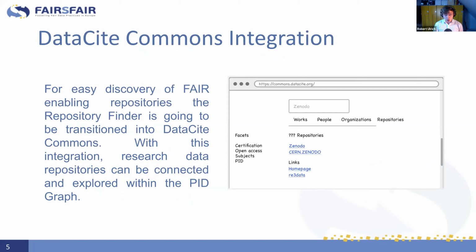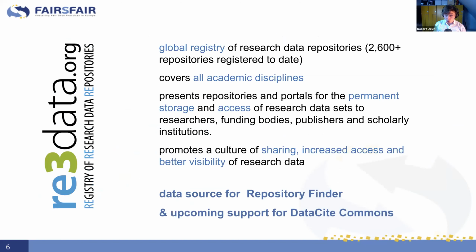And for work package 4, we are currently planning to incorporate repositories here as an initial step. For that, you see here a small mock-up of the planned toolset, so that the repositories are also visible there and can be discovered, and especially linked to all the other entities within the PID graph. And with that, Re3Data is currently serving as a source for the repository finder, and it will be the initial source for the integration of repositories within DataCite Commons.